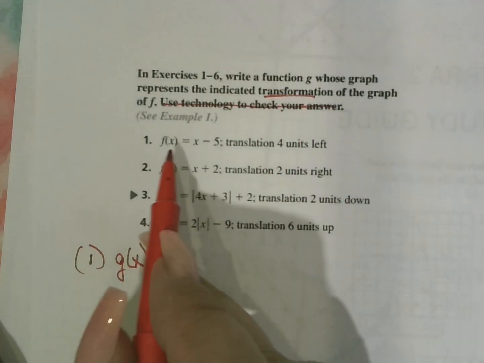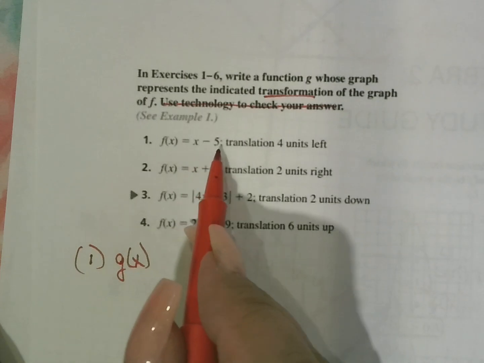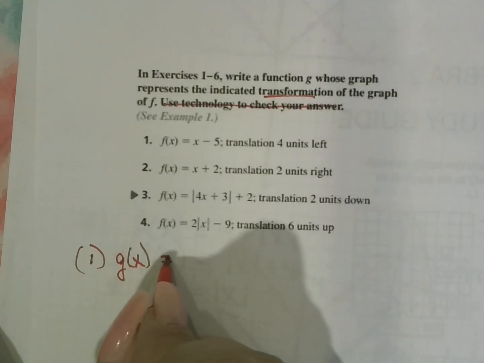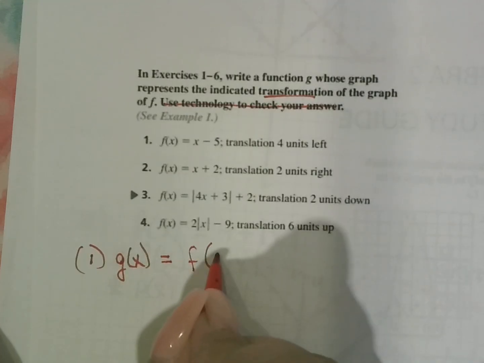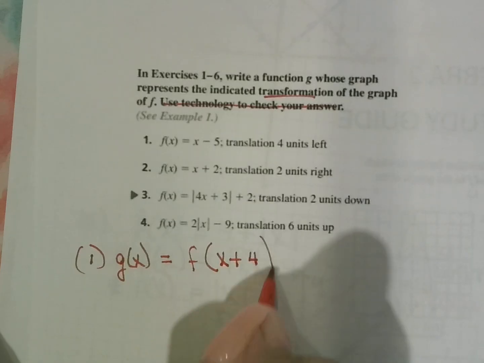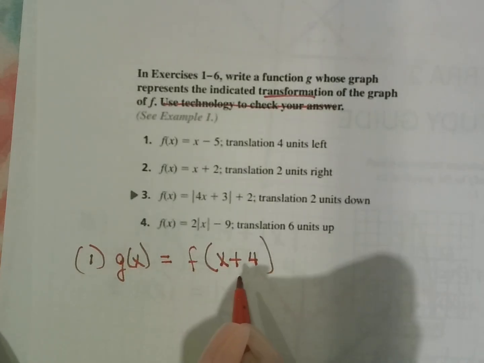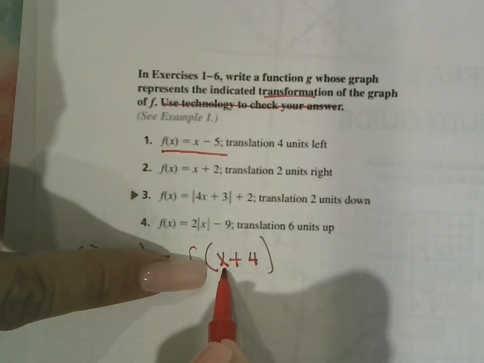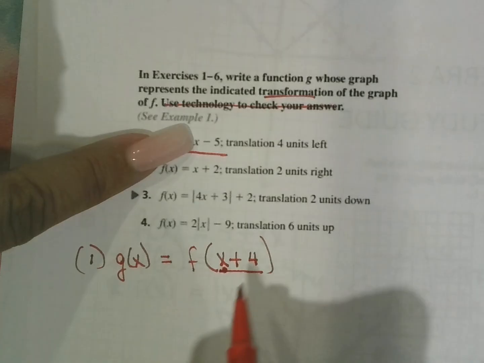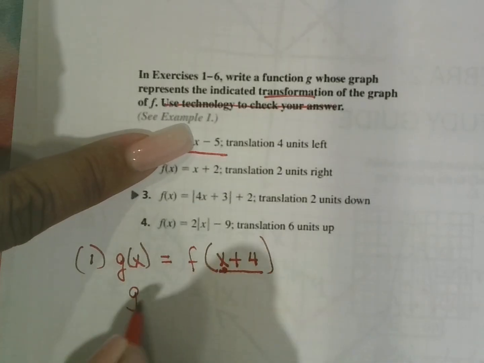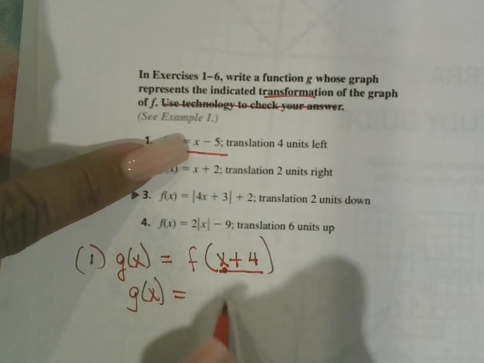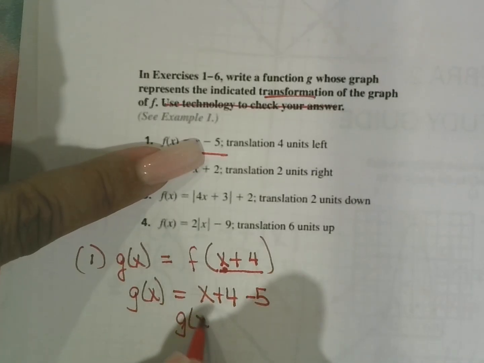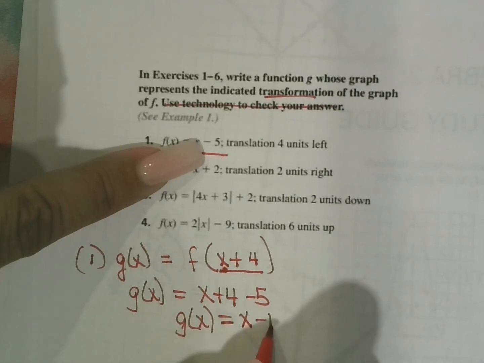So taking a look at number 1, we have f of x equals x minus 5, and we want a translation 4 units left. When we do left, that is inside the function. So that's going to be x plus 4. Okay, f of x plus 4. So I go back up here. This is f of x. And wherever there is an x, I'm going to put an x plus 4. So g of x is equal to, instead of x, x plus 4 minus 5. G of x equals x minus 1.